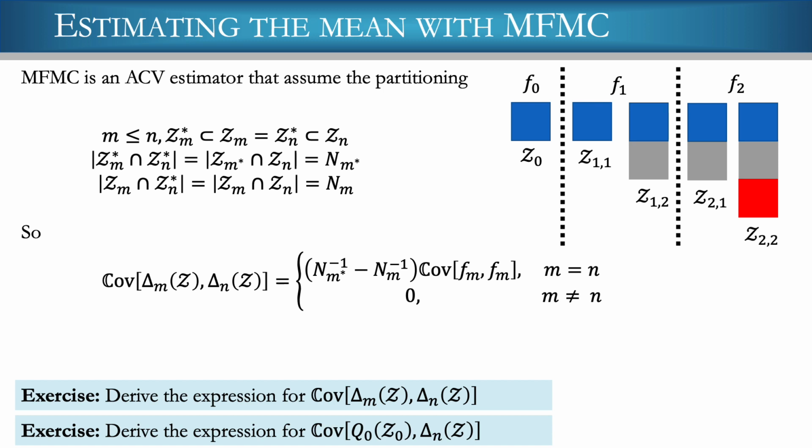Using these expressions, we see that unlike ACVMF estimators, the matrix representing the delta covariances for multi-fidelity Monte Carlo is diagonal. This changes the relative performance of the estimators. I'll speak more to this soon. If you want to make sure you know how to derive estimator properties well, try to derive the expression on this slide and the similar one for the covariance between Q0 and delta.